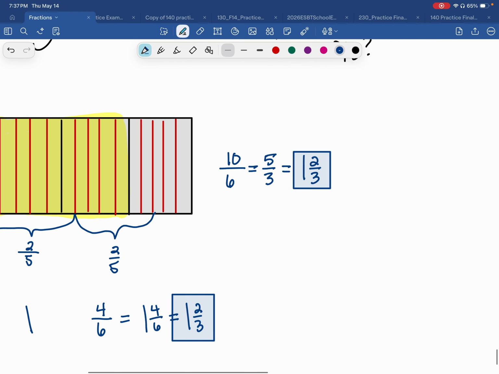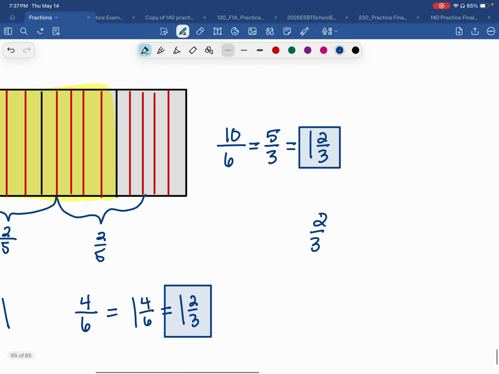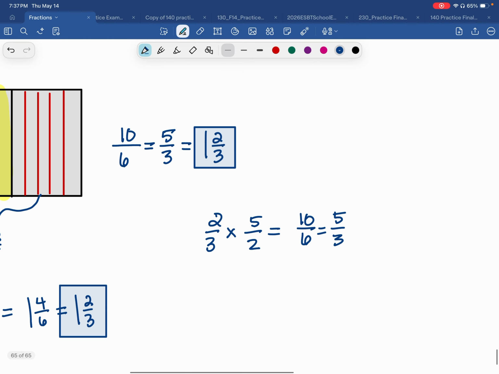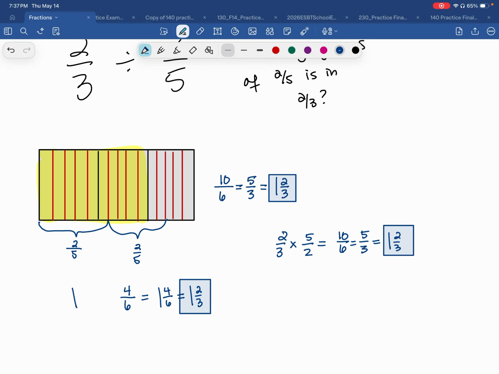And then you can see that if we took 2/3, instead of dividing by 2/5, we multiply by 5 halves, right? And when we multiply across, that's 10/6. Divide top and bottom by 2 to get 5/3. And then we convert that to 1 and 2/3. Okay. So that's what we're doing.